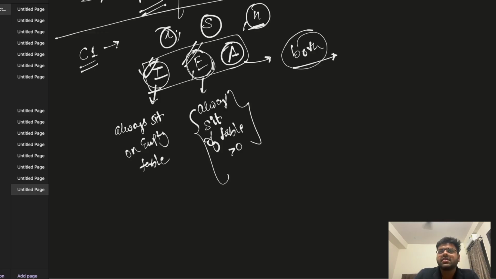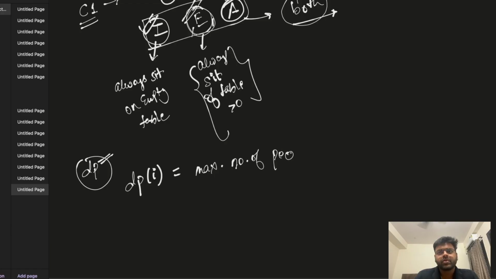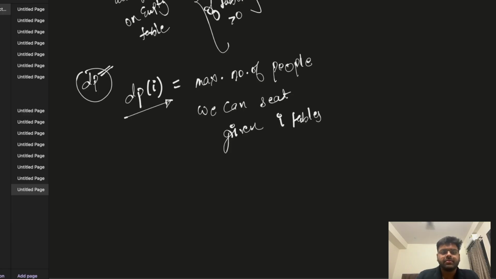But for ambiverts we'll say the same thing, like if they don't have the seats or something, so it would be the case. Now if you read this problem very carefully, it would be giving you an idea that it would be a DP problem, right? Now if I maintain some DP of I, which I'll define as the maximum number of people we can seat given I tables, right? So your answer would be the maximum of this particular DP, right?